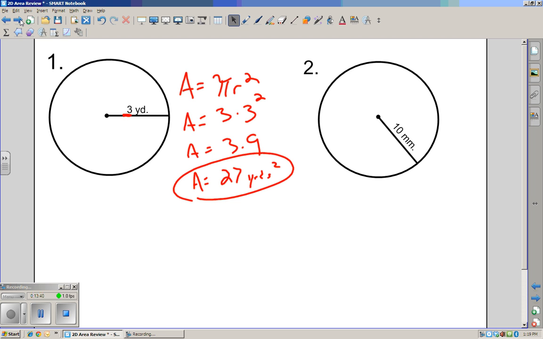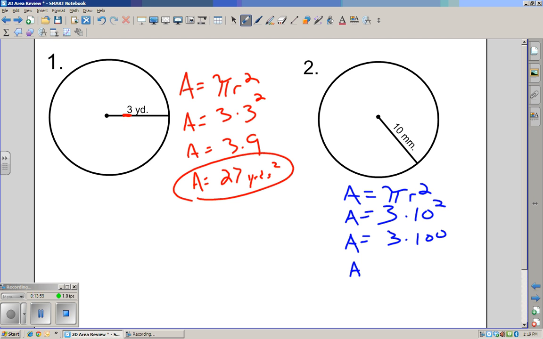For my second one, again, A equals pi r squared. We are using 3 for pi times r, that is 10 squared. Doing my exponent first, 10 squared is 100. Bring down my 3. 3 times 100 is 300 millimeters squared. If you got both of those, congratulations. You are good to go on circles.